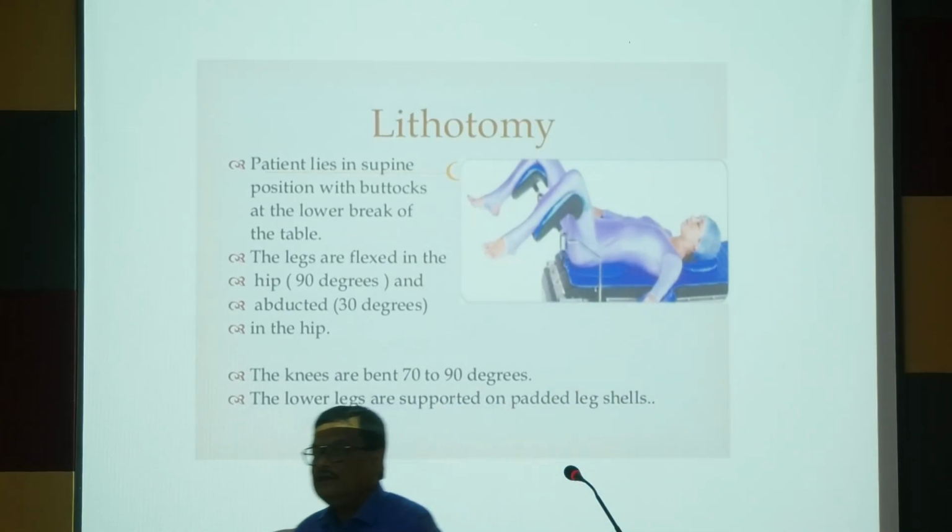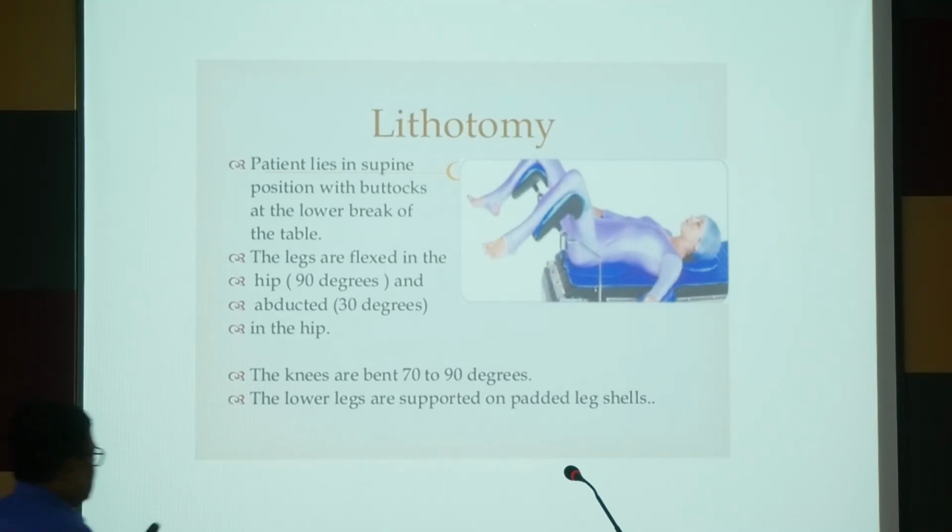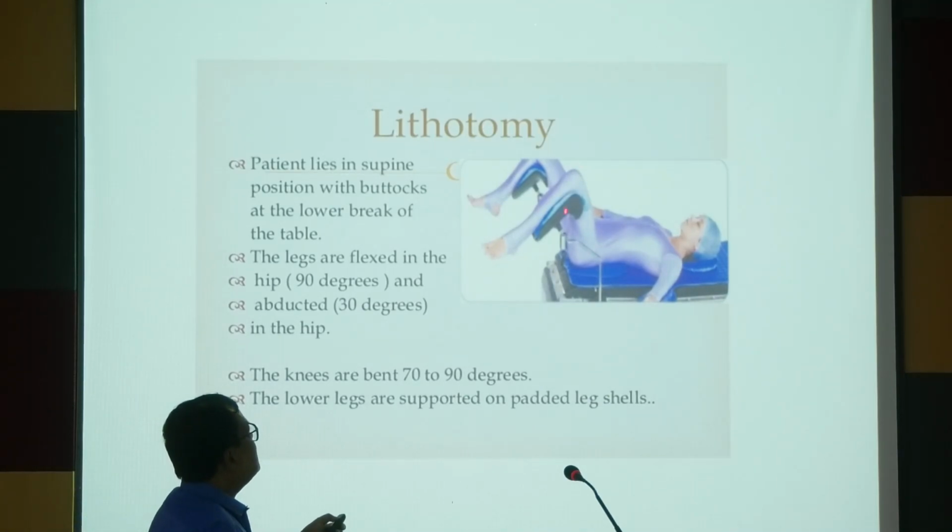Hip is 90-degree flexed. Flex means bending. How much will the hip flex? 90 degrees. Knee joint is 50 to 70-degree flexed. And the leg rests on a leg rest.